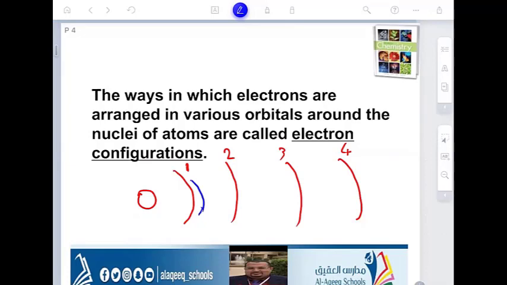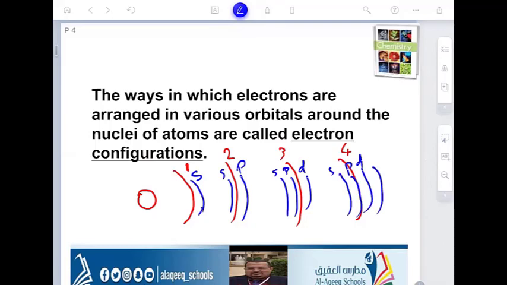Ahmed Abbas, go ahead. Level 1 has how many sublevels? 1. Yes, what's its name? S. Then the second level has how many sublevels? 2. Yes, S and P. Level 3? 3. SPD. Yes, SPD. And level 4? 4. SPDF. Thank you, Ahmed. SPDF. Yes. Okay. These sublevels we studied before, and these are orbitals.